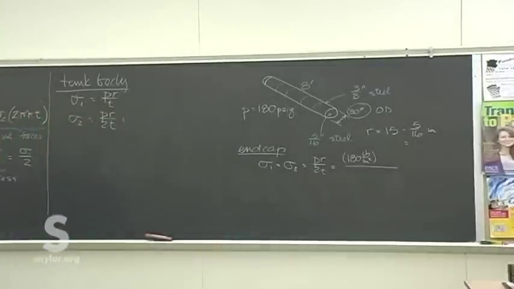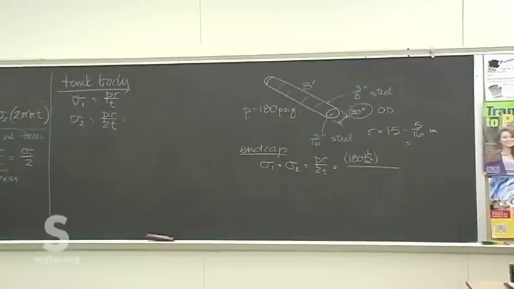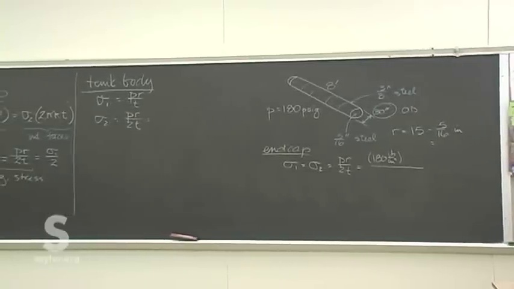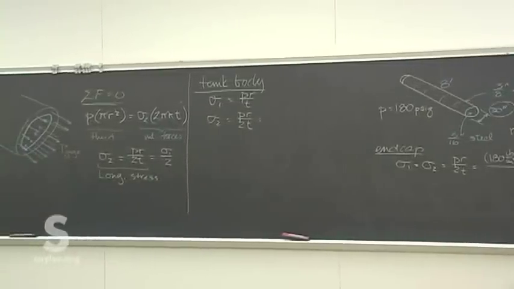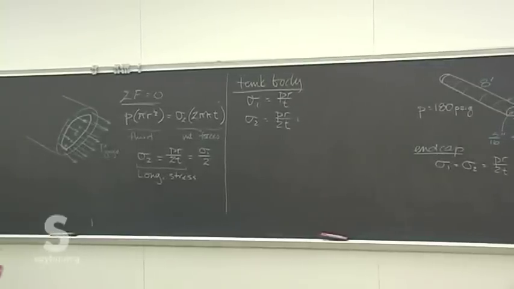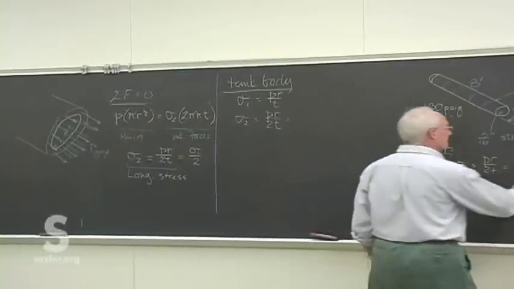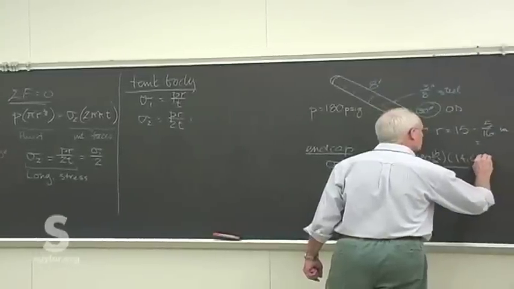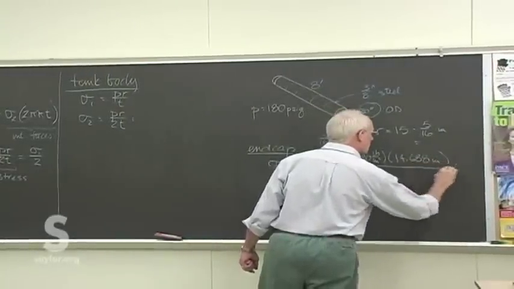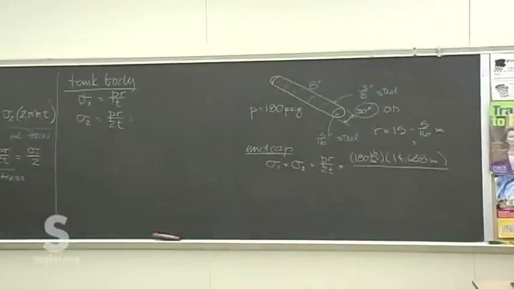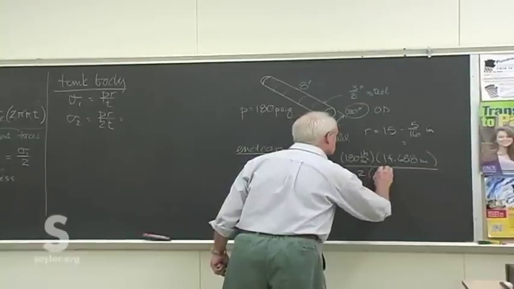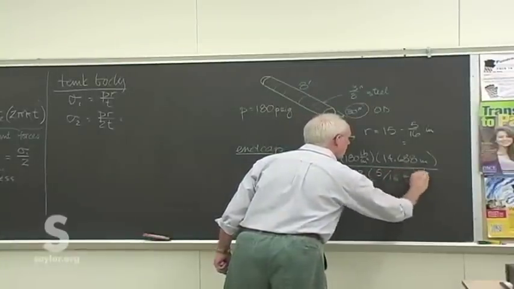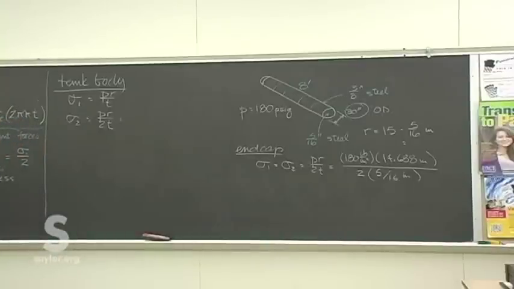What's that equal? Were you doing, Tommy? You were off on a completely different 13 something. 14.6875. Is that right, John, finally? Yeah. We don't need too many significant figures on those type of things. And then the thickness itself, five-sixteenths.